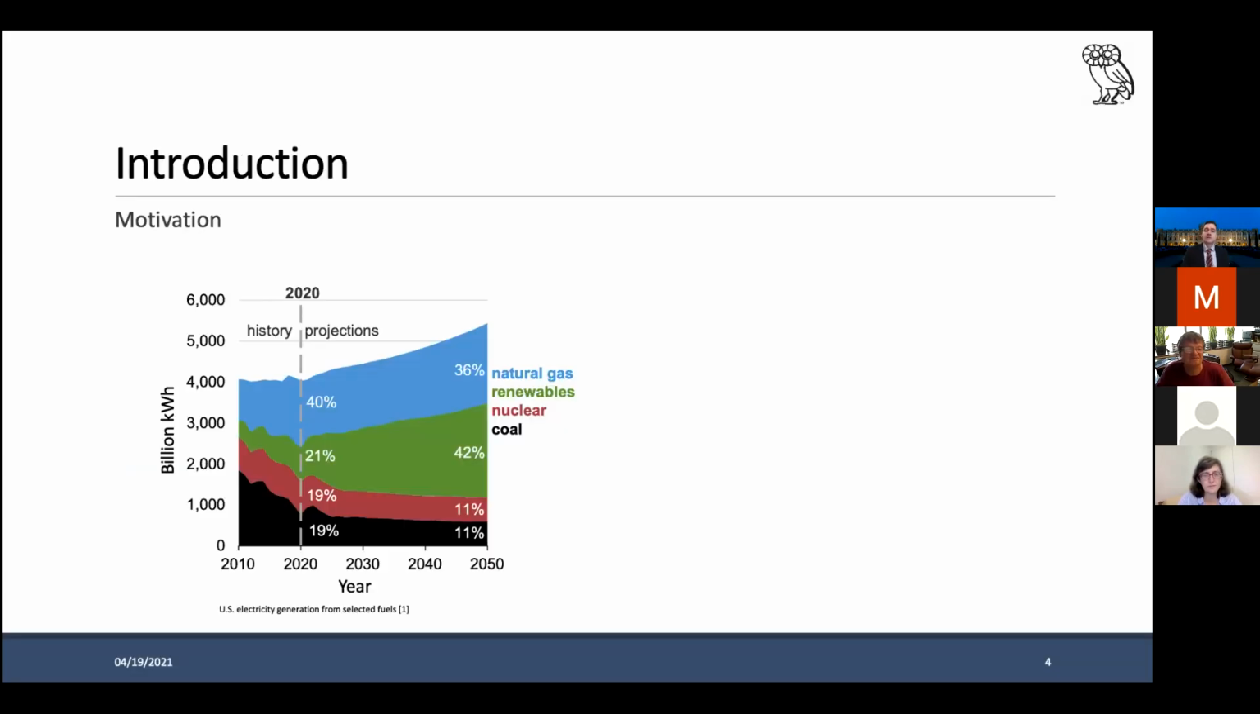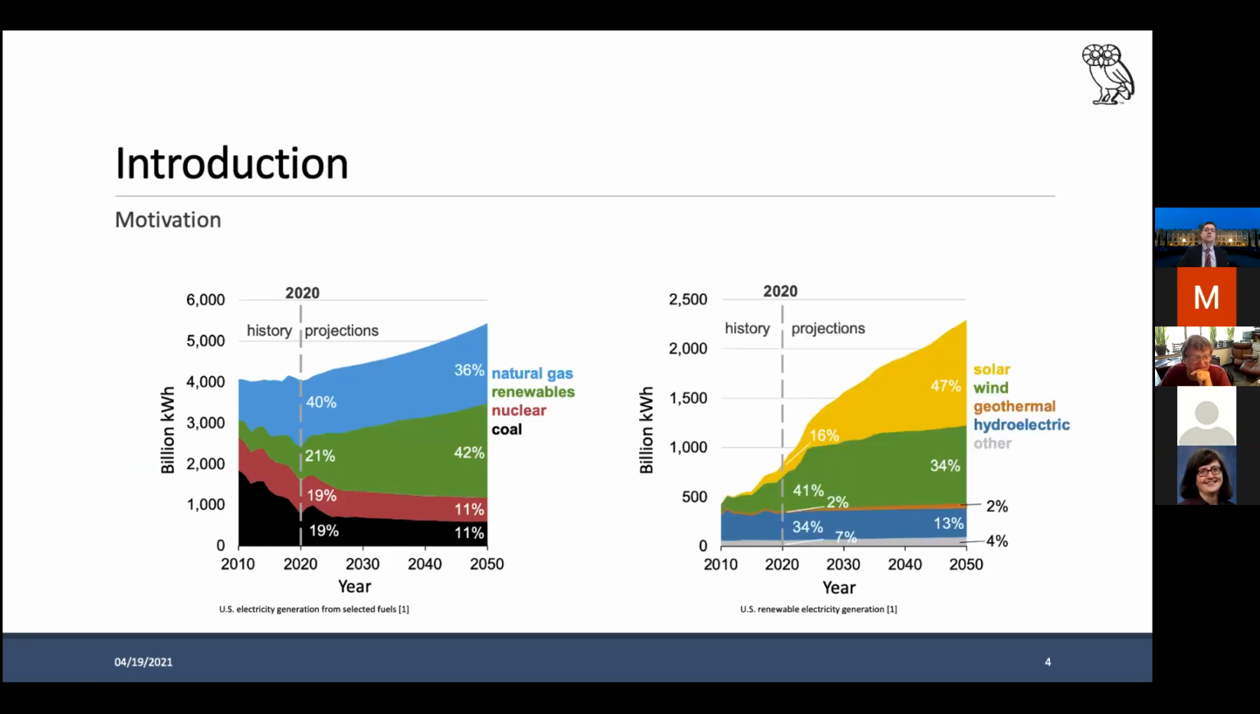Renewable energy generation in the United States has significantly increased in the past decade. From 2010 to 2020, the generation from renewables in the country increased 94%. And it's expected that renewable energy will generate up to 42% of the total energy in the country by 2050. More specifically, solar energy generation is expected to contribute 47% of the total renewable energy generation, becoming the largest source of renewable energy domestically by 2050.